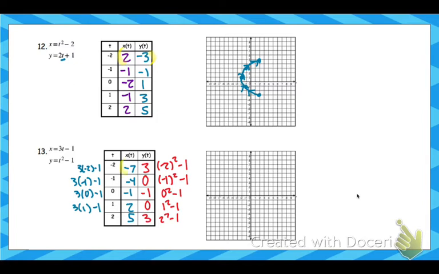So then again, remember, plot those ordered pairs. So -7, 3, -4, 0, -1, -1, 2, 0, and 5, 3. And again, pay attention to the order that you plotted them in. This is the direction as my t's get bigger. We're going to show that direction with the arrows. You have to include the arrows on your graph. Again, that's what makes these different than every other graph we've been plotting so far.